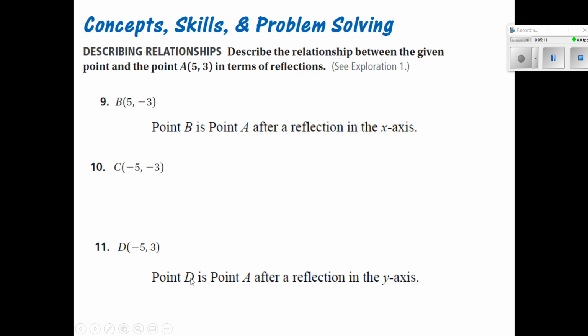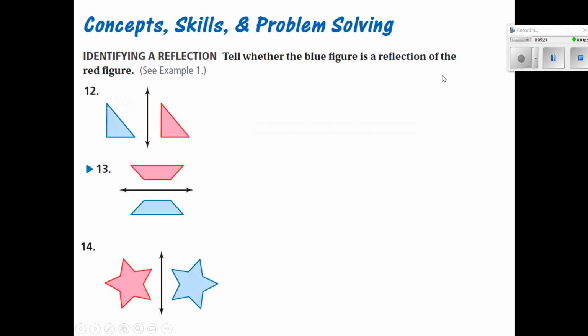A here and D over here, just like over here. Point B, this point would be point A after the reflection across the X. All right, you have number 10 to do. Let's go and get to number 12.